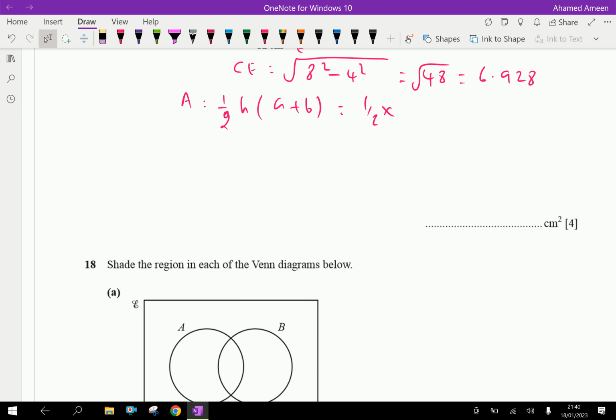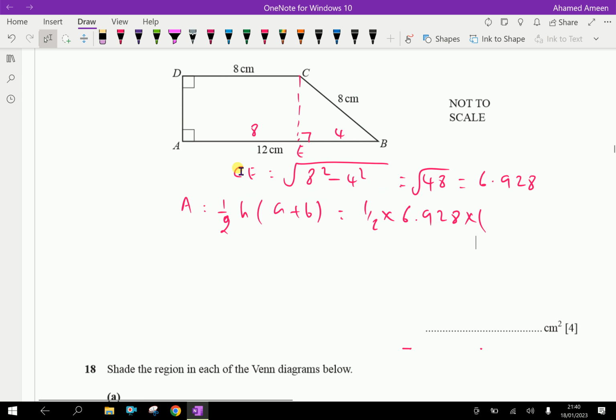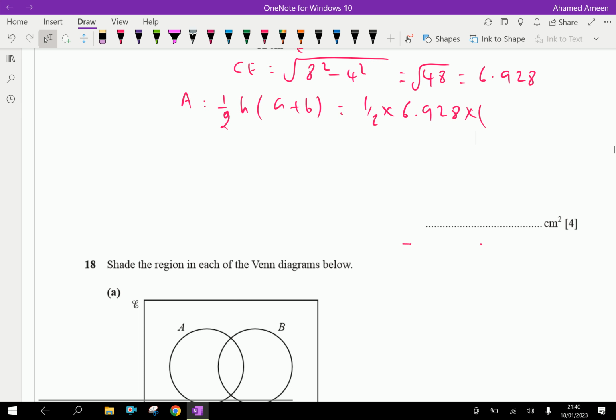From that, area of trapezium equals half h times a plus b. Half h, we got it 6.928, a plus b is these two, 8 plus 12. This gives 69.28 by using the calculator. So we have 69.28 centimeter square.